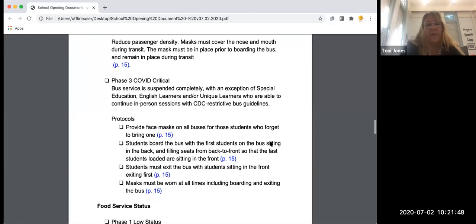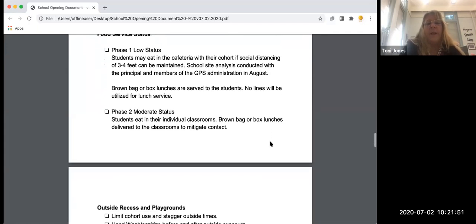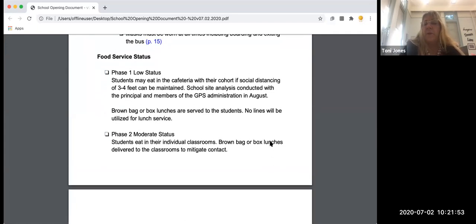Let's go ahead and look at food service status. So again, for food service status, you're looking at what phase we are in for COVID.